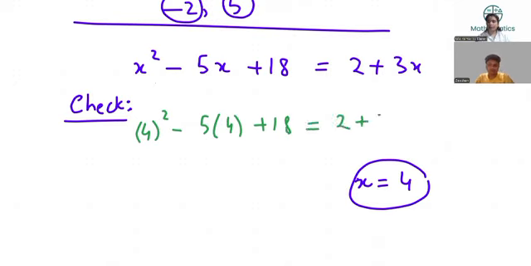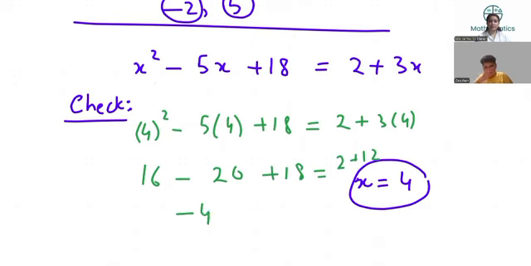Remember, when we check, we cannot take any elements here and there. We cannot take elements from the left side to the right or right to left, like we do in normal equations. So 4 times 4 is 16, minus 5 times 4 is 20, plus 18 equals 2 plus 12. 16 minus 20 is negative 4 plus 18. 2 plus 12 is 14. Negative 4 plus 18 is 14, equals 14.